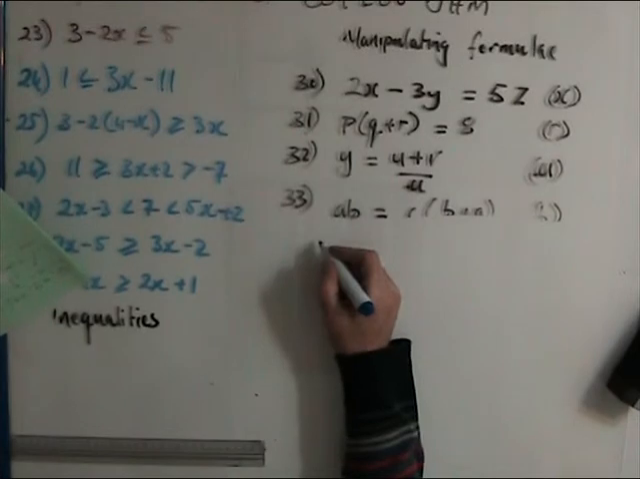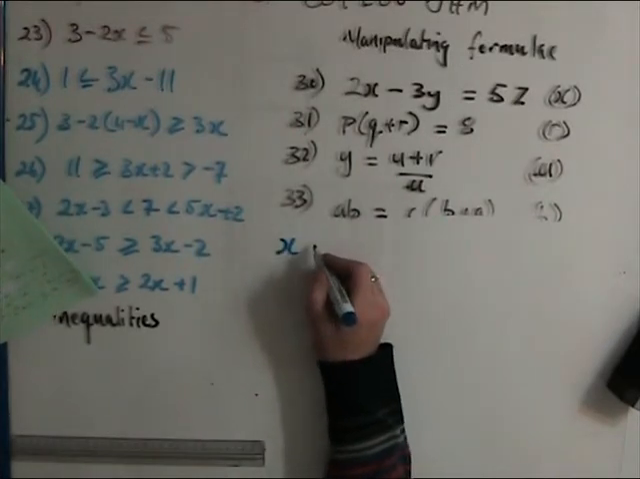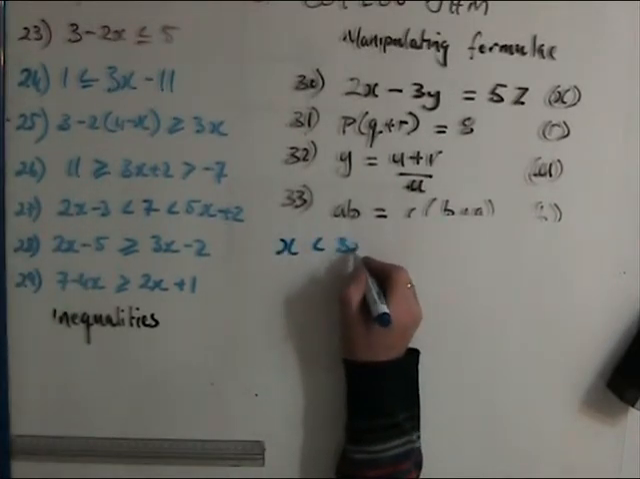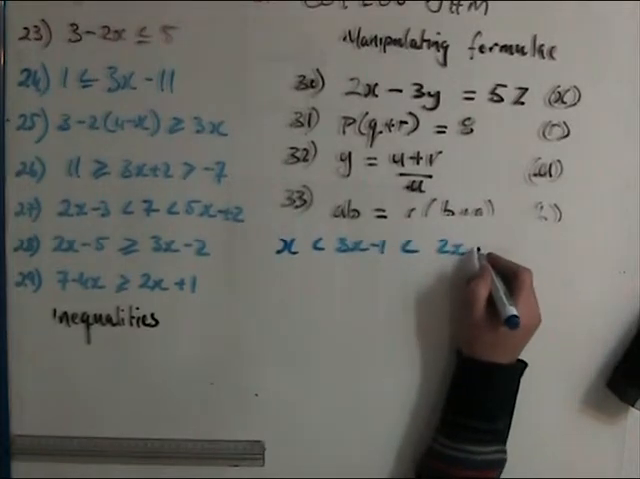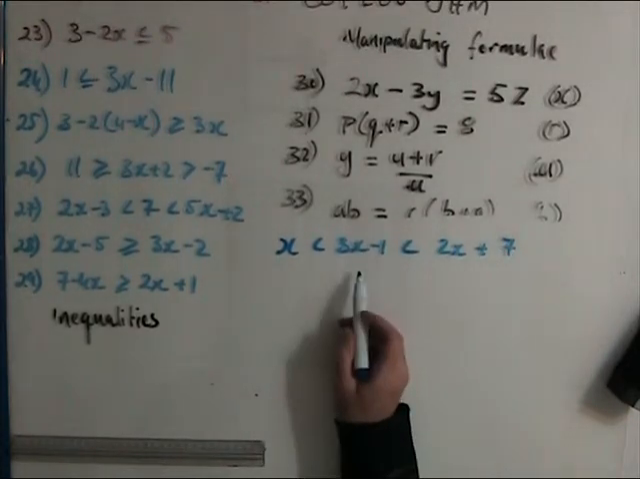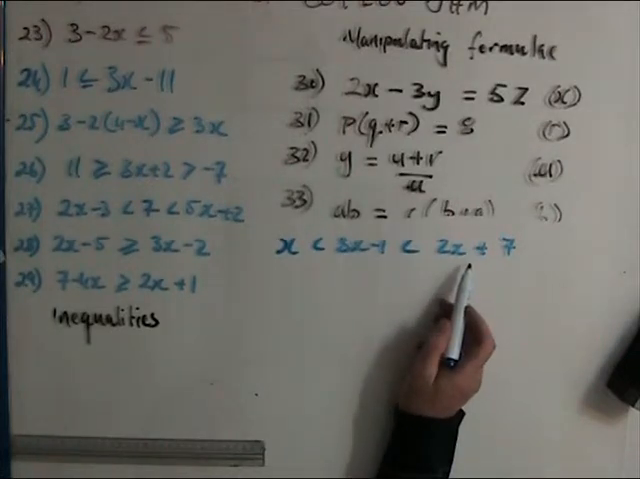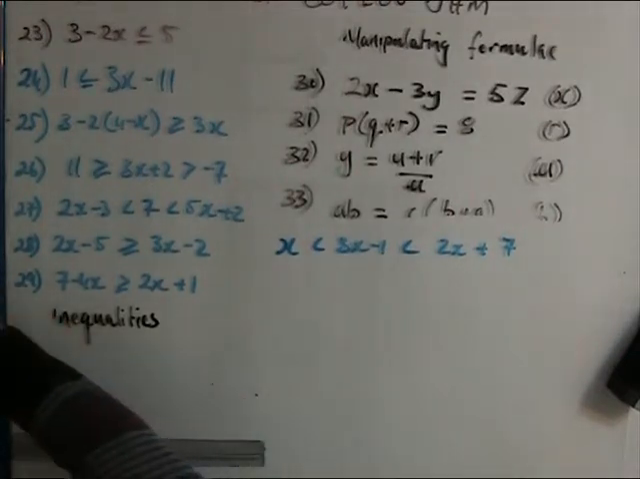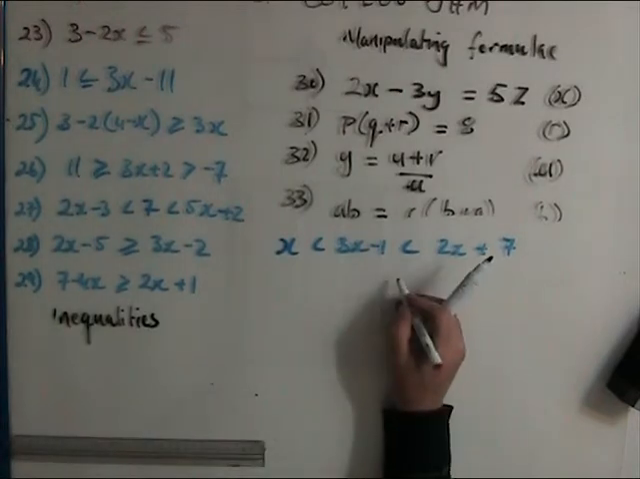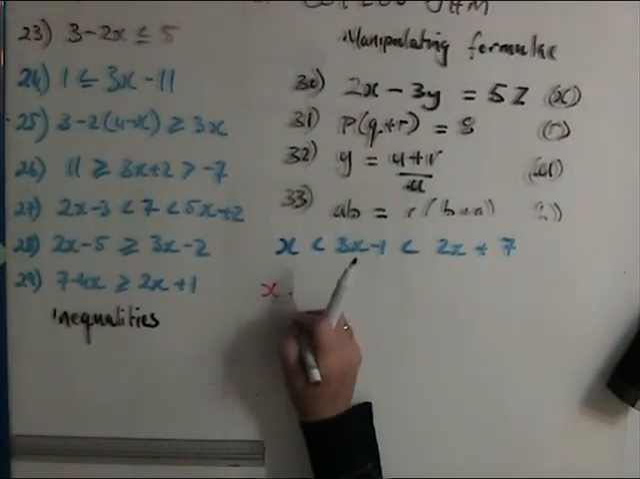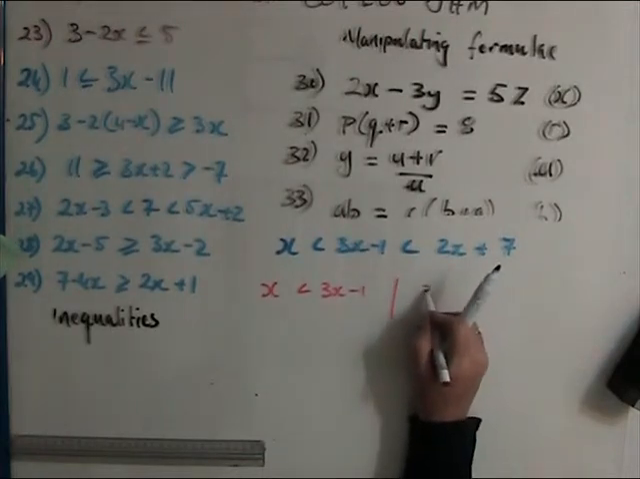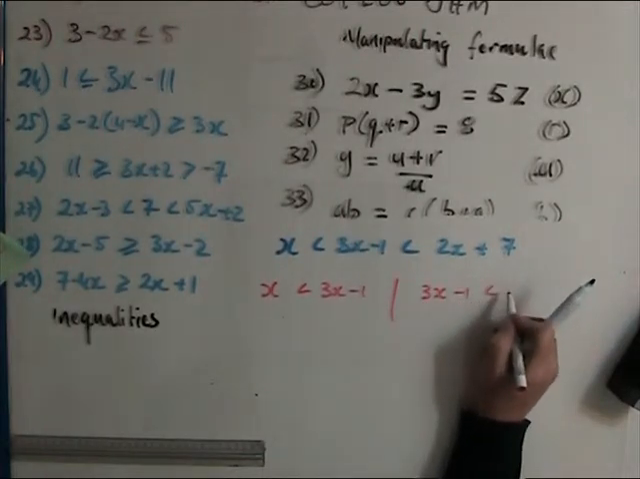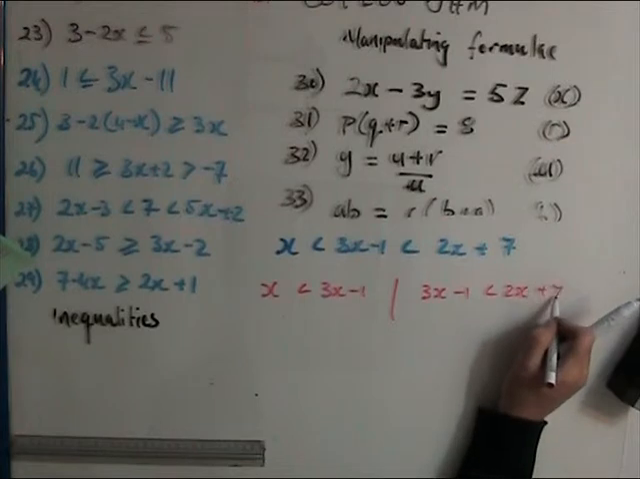We'll have another go at another one. This is quite a large one. x is less than 3x minus 1, which is less than 2x plus 7. It's pretty complicated here. Now what I tend to do is break it into two equations. So look at this: x is less than 3x minus 1, and 3x minus 1 is less than 2x plus 7.